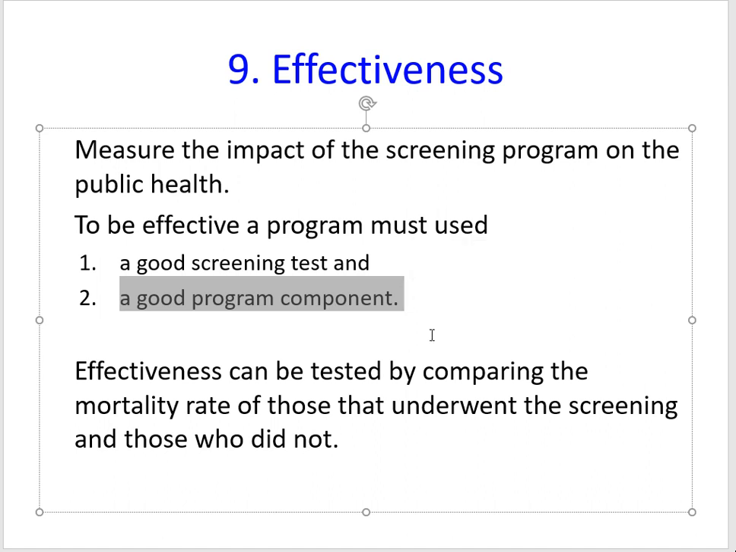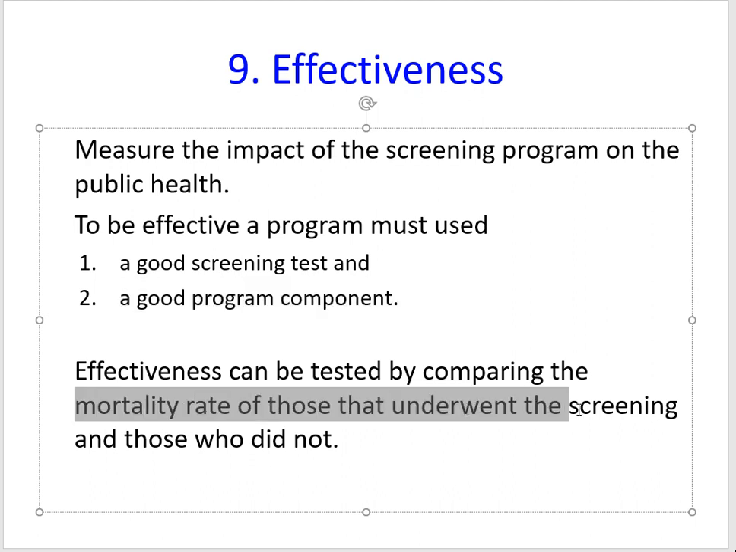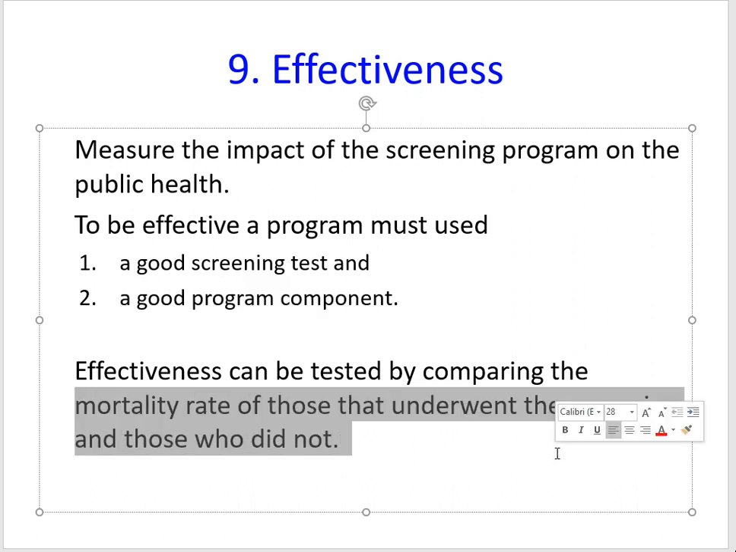So effectiveness can be tested by comparing mortality rate of those that underwent the screening to those who did not. This is like the typical way of determining if you screen or not. Basically they do large studies where they look at people that were screened and people that were not screened for a certain disease. And then they look, for example, at mortality after 20, 30 years. They see what happened to these people. And if you see a lower mortality rate among those that were tested than those that were not tested, well, you will reach a conclusion that testing, screening, actually saved people.